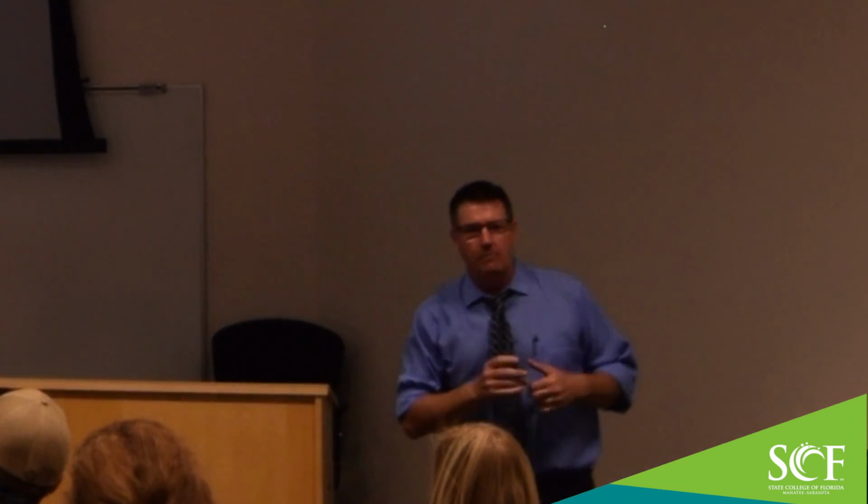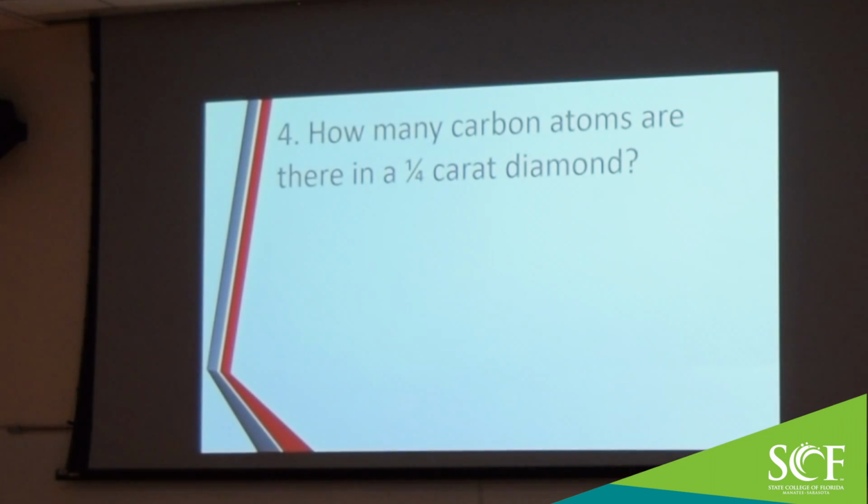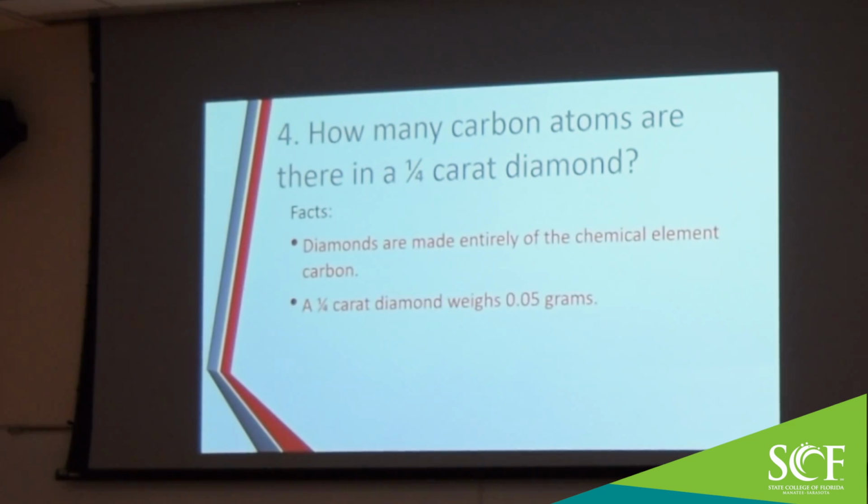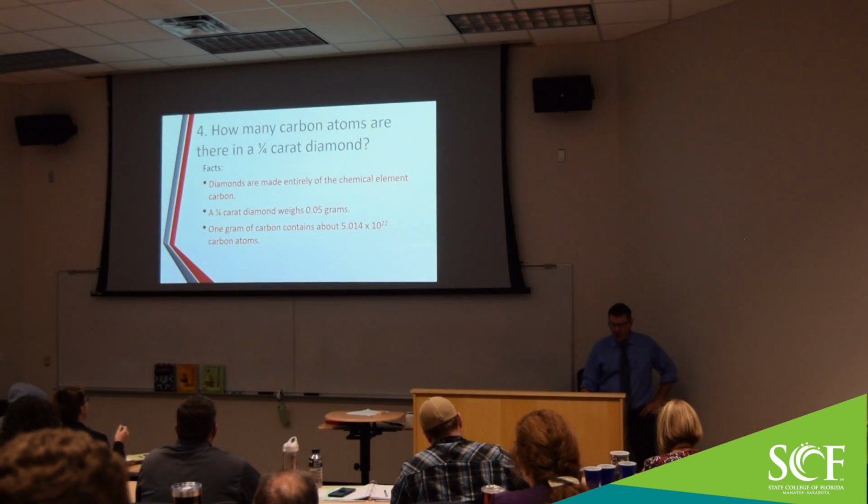Diamonds are pure carbon. How many atoms do you suppose are in a diamond? Grab a chair. Thank you. Write it down: how many atoms do you suppose are in a quarter-carat diamond? I'll give you some facts. Diamonds are made entirely of carbon. A quarter-carat diamond weighs 0.05 grams. I'm always surprised at that. It seems like it should weigh more, but that's how much it weighs. And here's the giver: a gram of carbon contains about 5.014 times 10 to the 22nd carbon atoms.